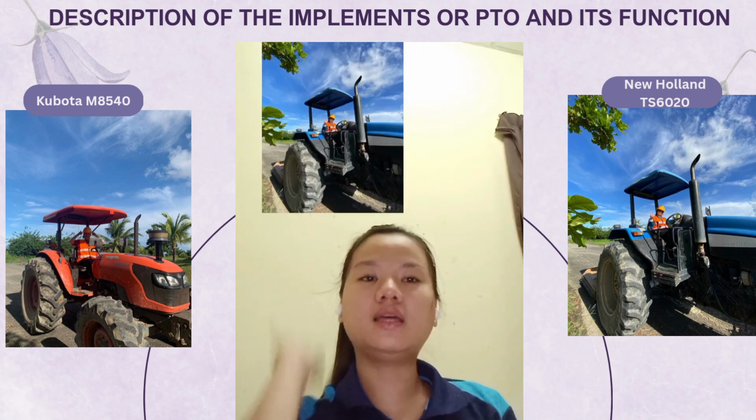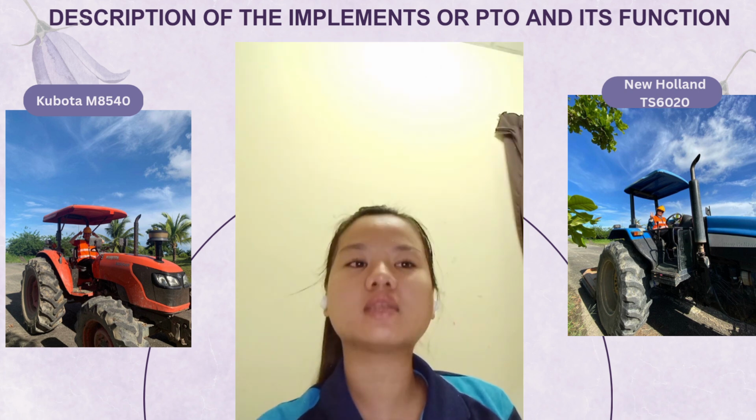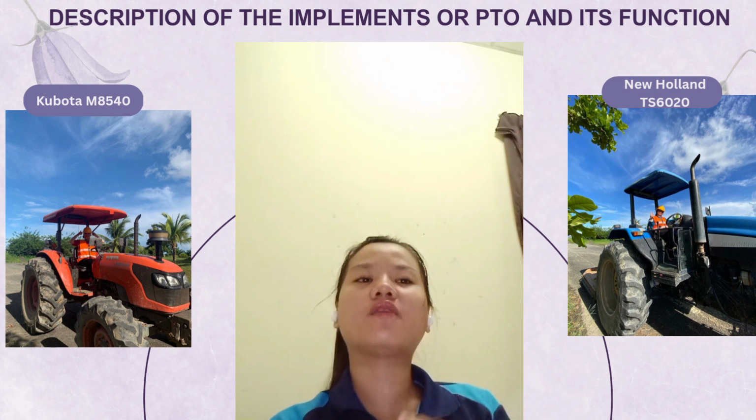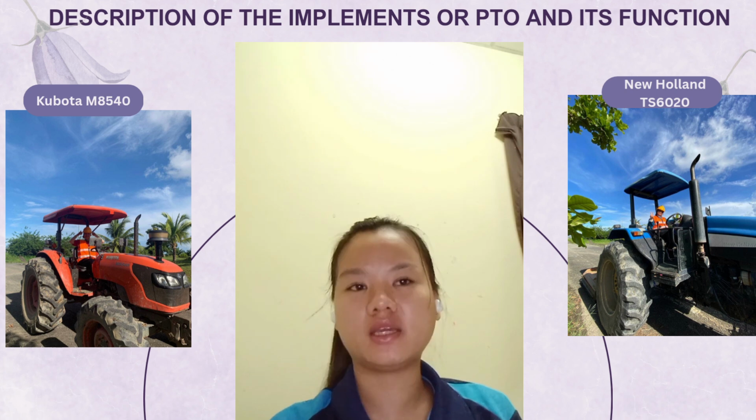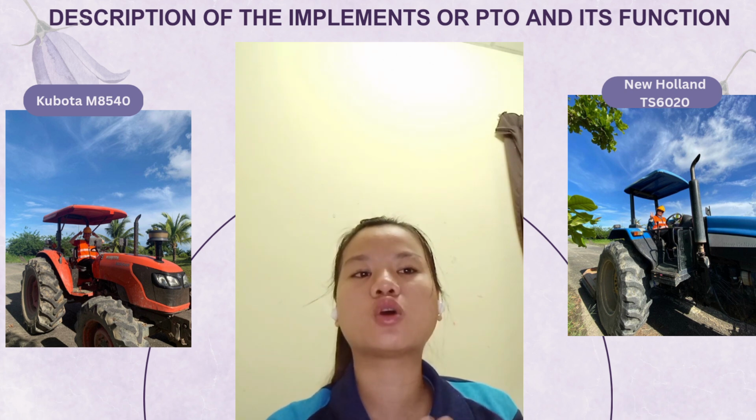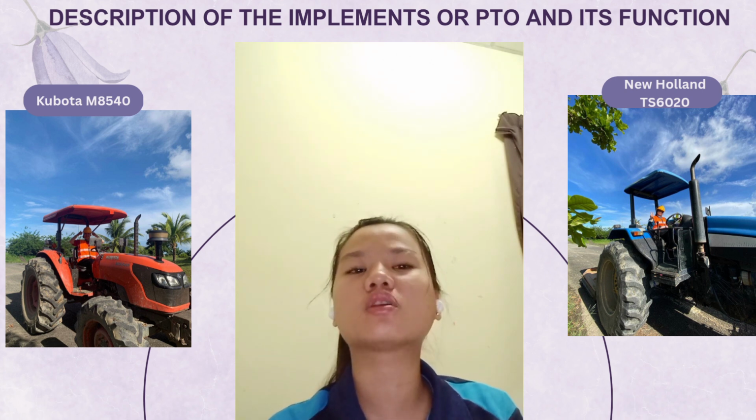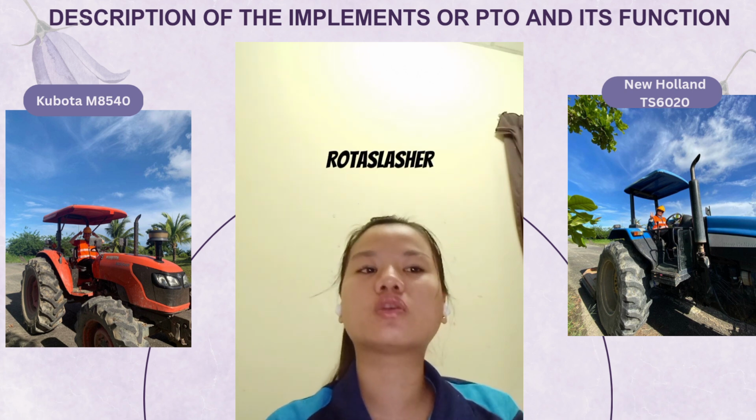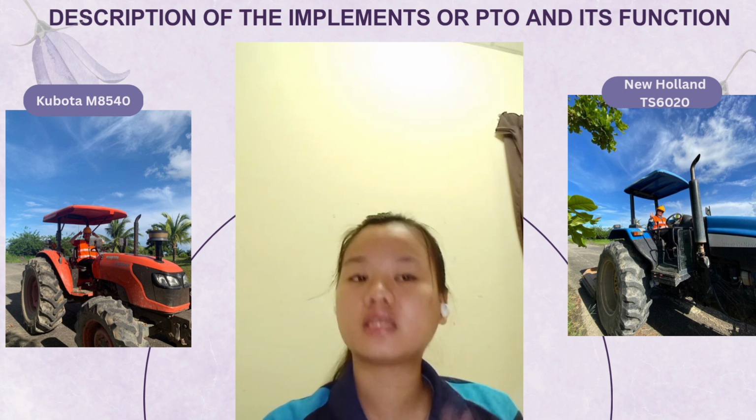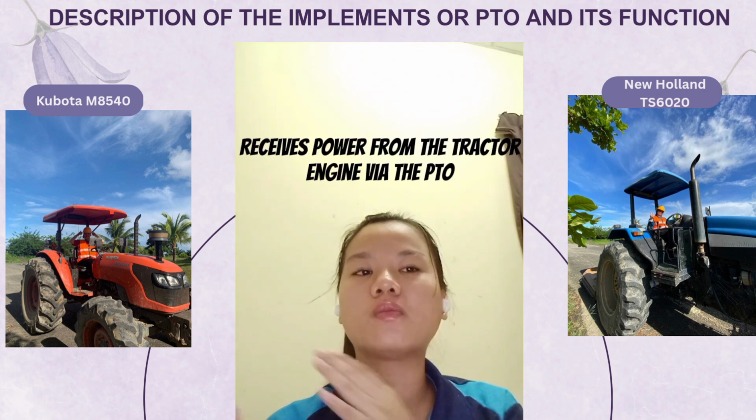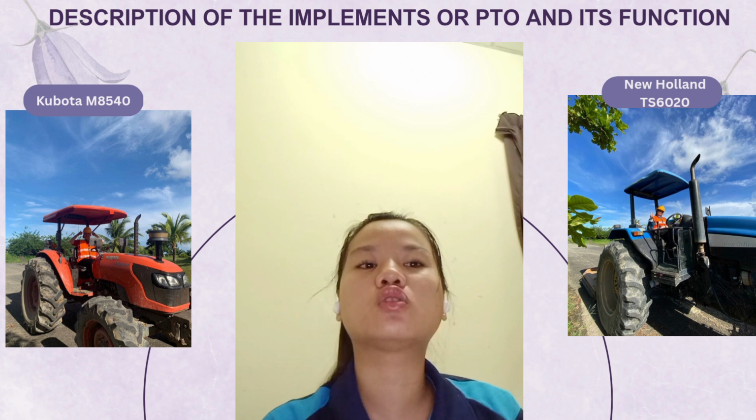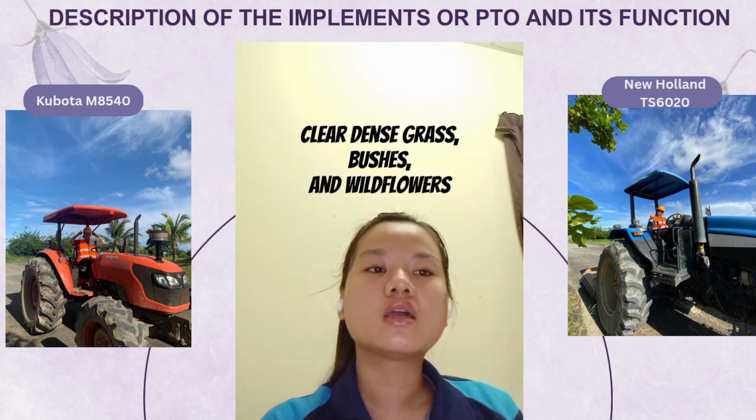The New Holland TS6020 is a powerful tractor with 110 horsepower, used for heavy lifting and large-scale farm operations. It is equipped with a sophisticated hydraulic and PTO system that powers a range of tools. A rotor slasher was used. The rotor slasher implement receives power from the tractor engine via the PTO. The rotor slasher is used to clear dense grass, bushes, and wildflowers from the farm.